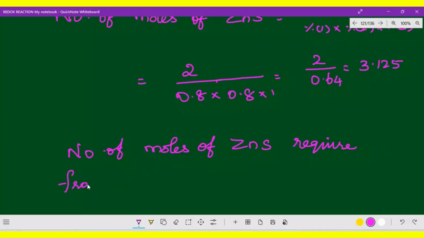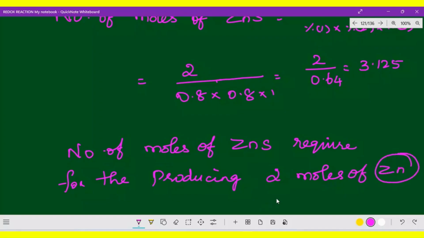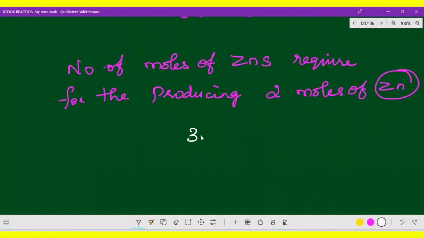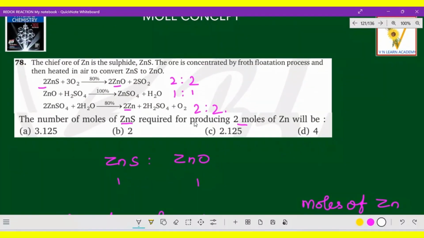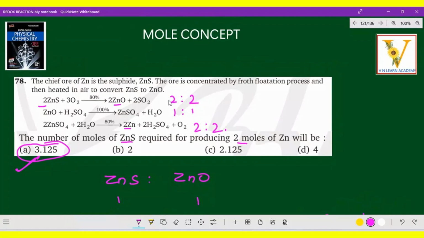So the number of moles of ZnS required for producing 2 moles of zinc, what is that exact answer? So 3.125 moles required, right? So 3.125 is the answer. I hope you got the clarity about which is the correct option. Easily you can identify. This is logical way of thinking. The question may be big, but the answer is very simple. If you go through the question twice, thrice, you are able to analyze it very clearly. Yes, come on, let's go to the next question.